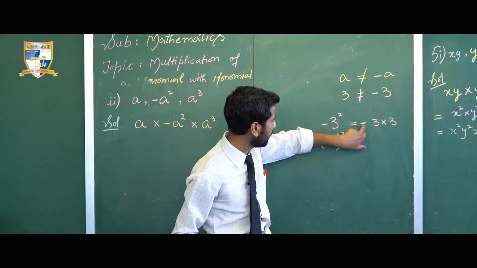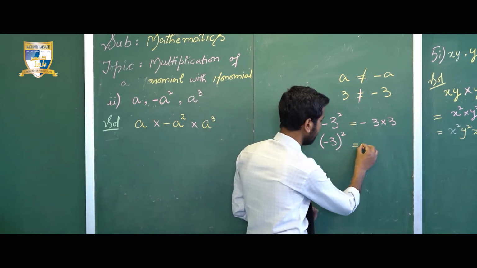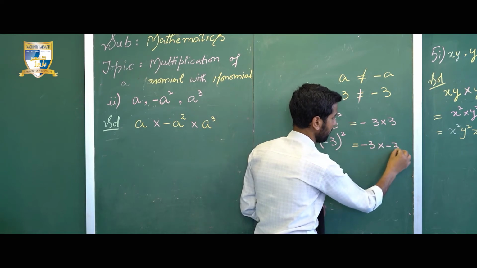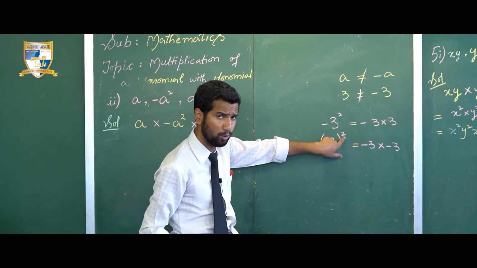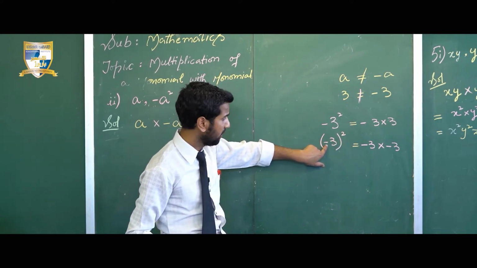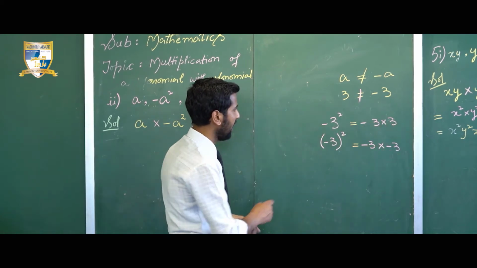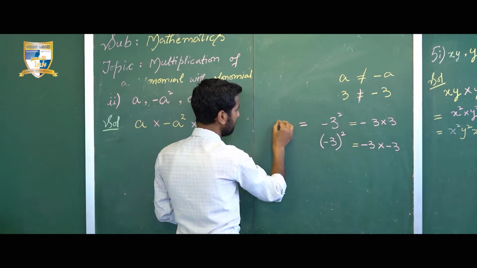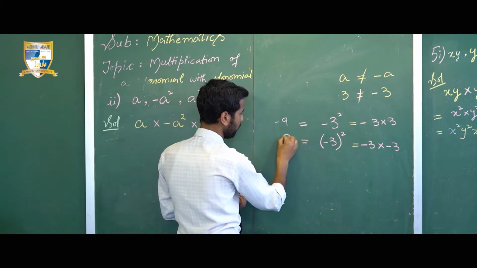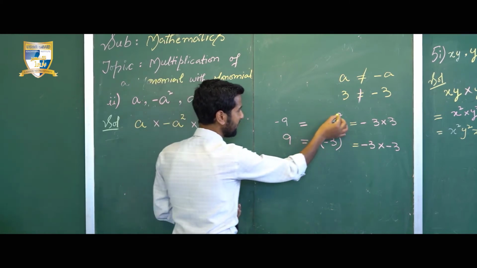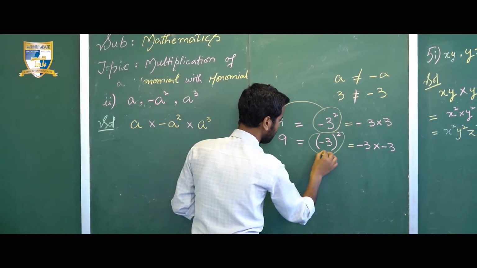So it will be equal to minus 3 into 3. But what about this? It indicates minus 3 into minus 3. You are going to multiply this minus 3 2 times. This square is with both 3 as well as minus. Means it is minus 3 into minus 3, and the product is positive 9, while here it is minus 9. So this expression yields a negative result and this expression yields a positive result.